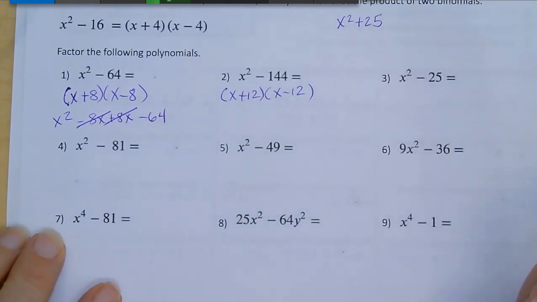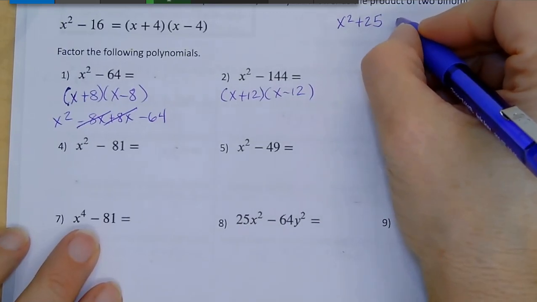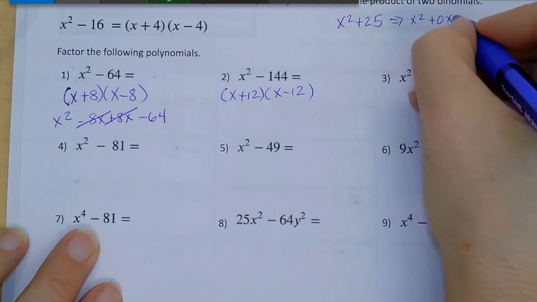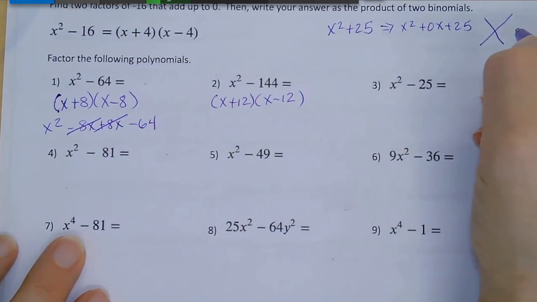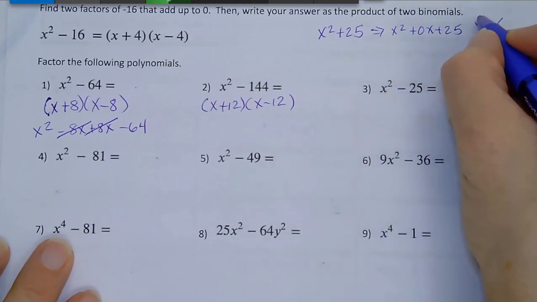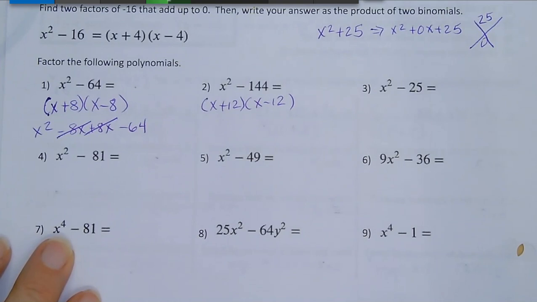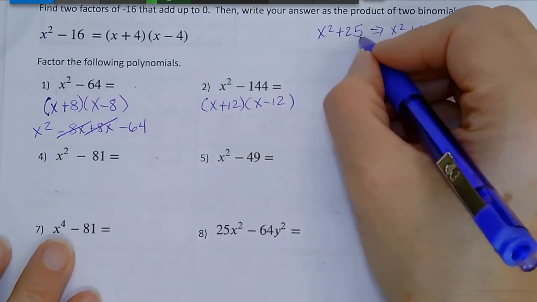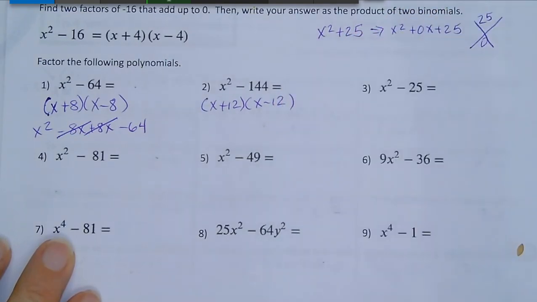That's a sum of squares, right? You're adding those. If you wanted to figure that out, you know that means x squared plus 0x plus 25. If you do your little factor x puzzle, you need two numbers that multiply to give you 25, but they add up to 0. You can't do it, right? That doesn't happen. So you cannot factor x squared plus 25. That just stays x squared plus 25. Just kind of keep that in mind, okay?